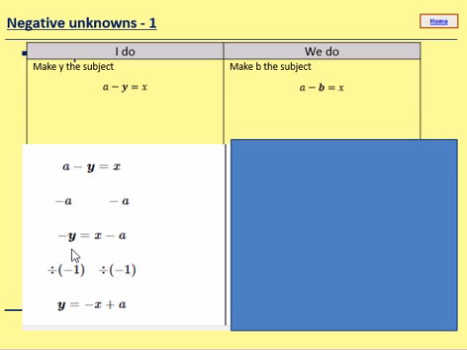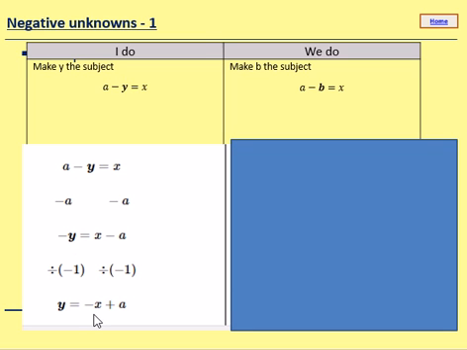Now, we've got this minus sign in front of the y. We've got to effectively imagine that this is negative 1 times y. So like any other number in front of the y, we're just going to divide by that. We're going to divide by negative 1. What this is going to give us is y, positive y, equals negative x plus a. What it's effectively done is it swapped every negative sign to a positive and every positive sign to a negative. So we get y equals minus x plus a.